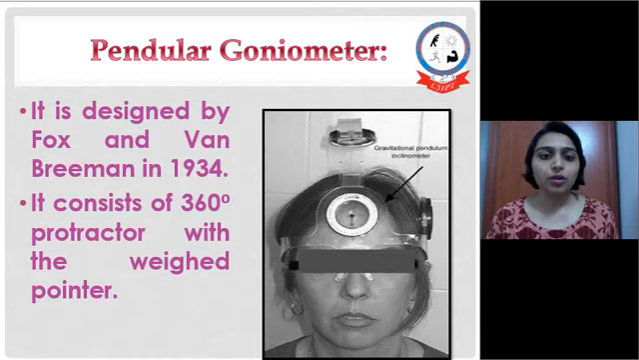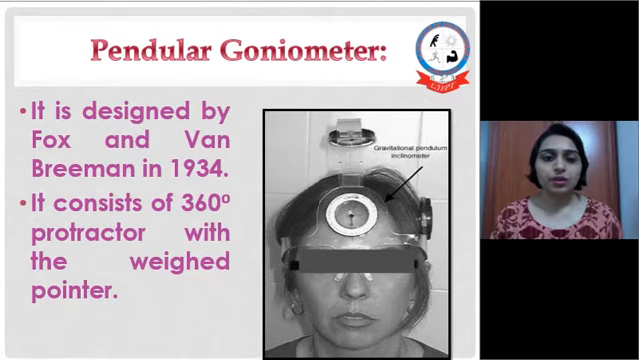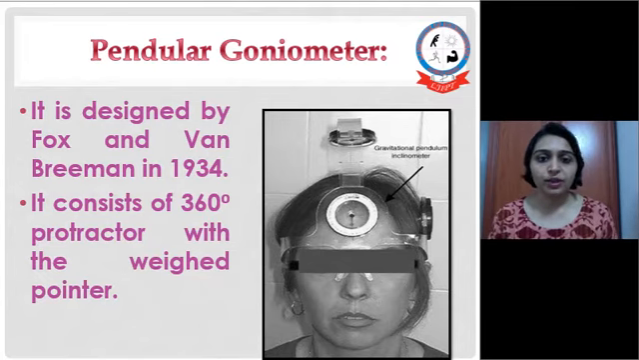Next is pendular goniometer. It was designed by Fox and Van Bremen in 1934 and it consists of a 360 degree protractor with a weighted pointer. It is usually used for cervical as well as lumbar spine goniometry where it gives really good results.